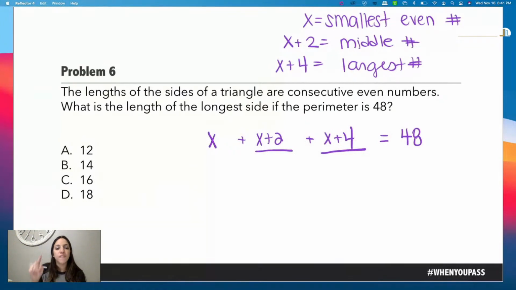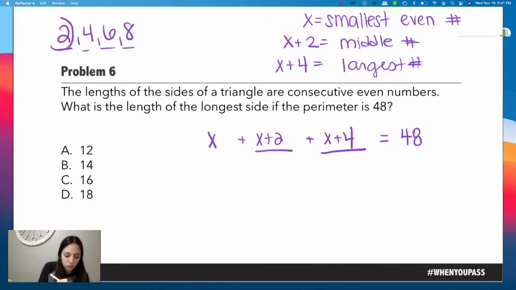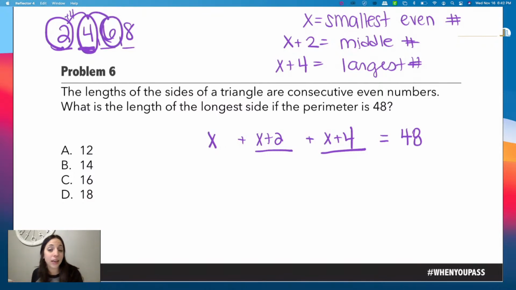2, 3, 4, 5, 6. So 2 plus 2 is 4. 4 plus 2 is 6. 6 plus 2 is 8. And those are all consecutive even numbers. So if my smallest number was 2, I would have to add 2 to that to get my next number, and I would have to add 4 to that to get my second biggest number. And now I can just solve.